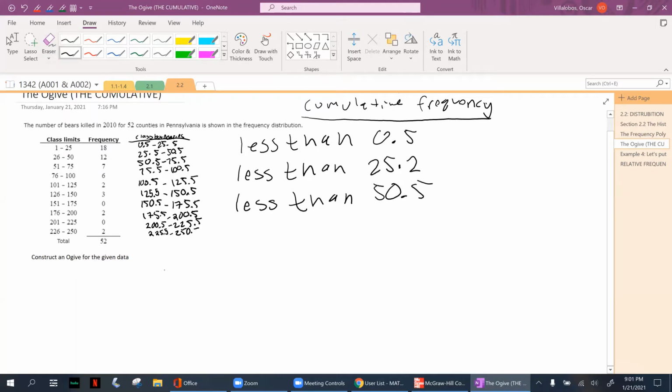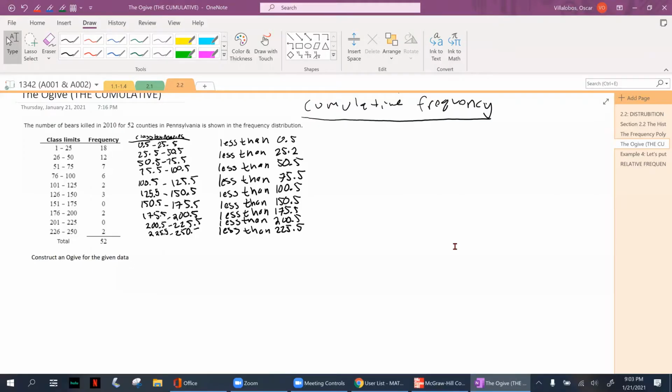You can pause this, but we're going to do a little magic. Ta-da, there we go. Less than 50.5, less than 75.5, less than 100.5, and so forth. Oh no, I forgot one. Give me one second. There we go, that'd be 125.5.